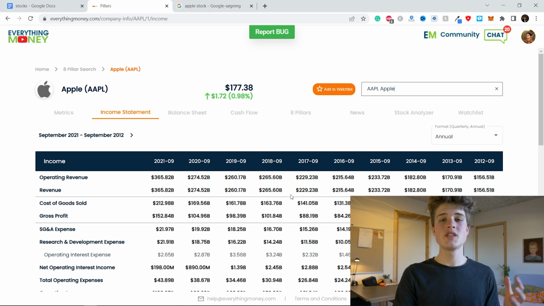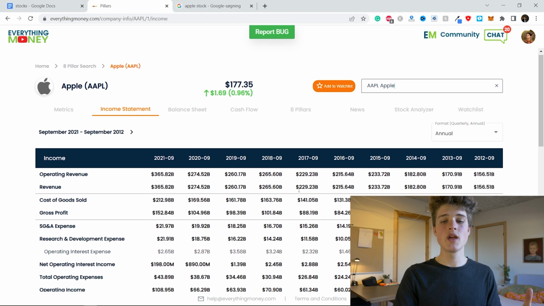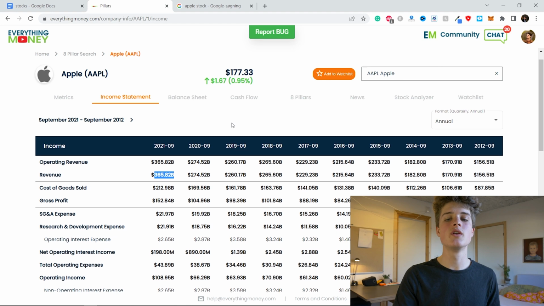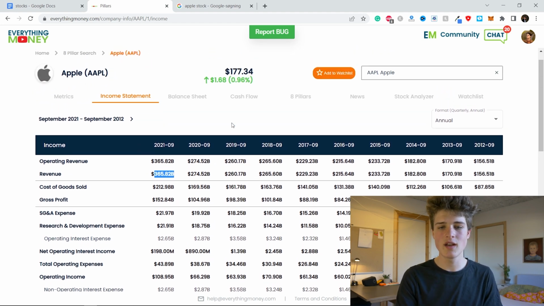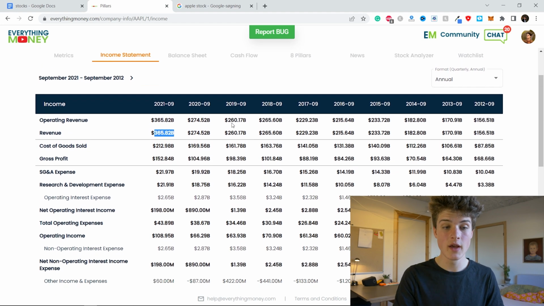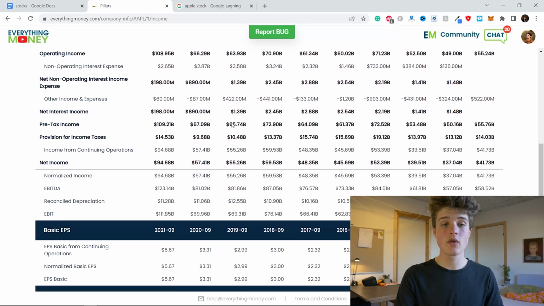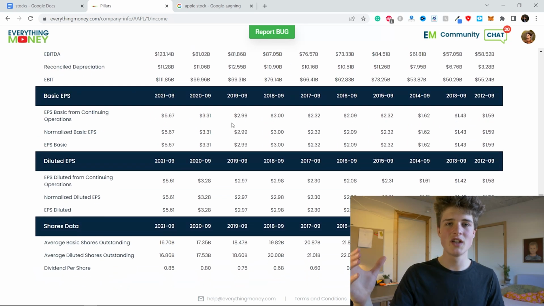So we want to see here in the income statement, are they actually growing? So for that, we go back 5 years and we see they did $229 billion. The past year, they've done $365 billion. These numbers are so high, I can't even comprehend, right? So great growth, especially for this insane market cap. It's crazy that they can still grow at the rate that they have been doing.